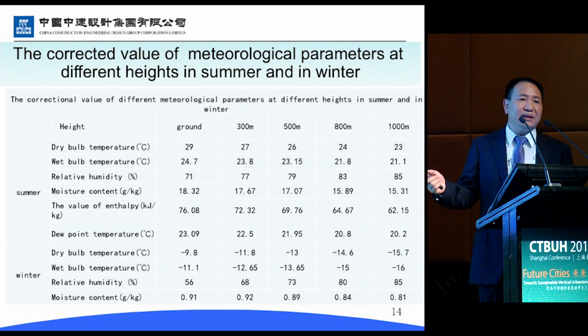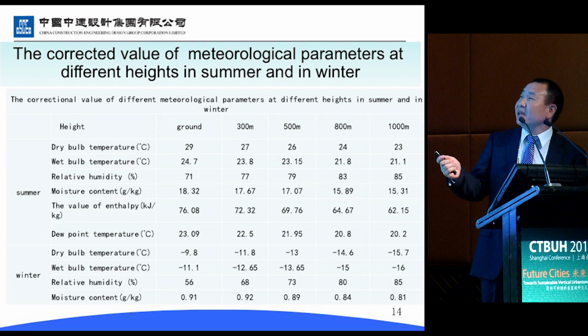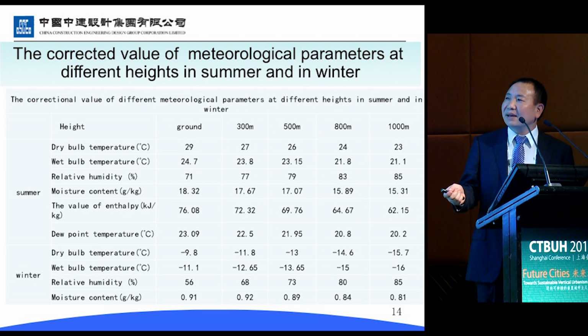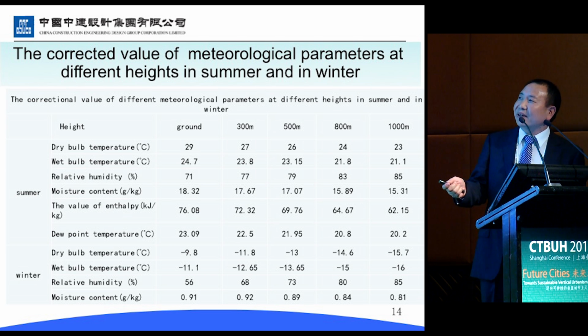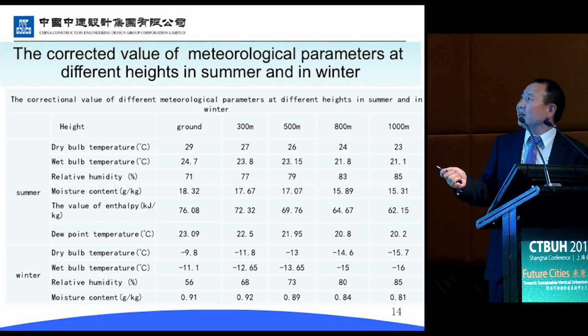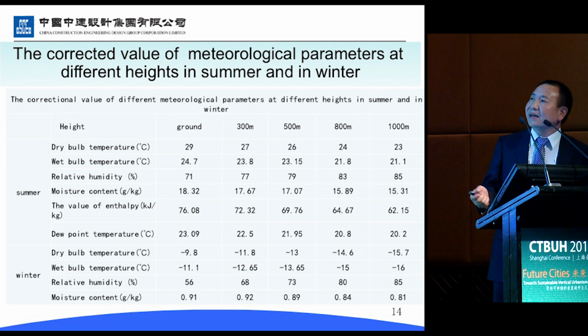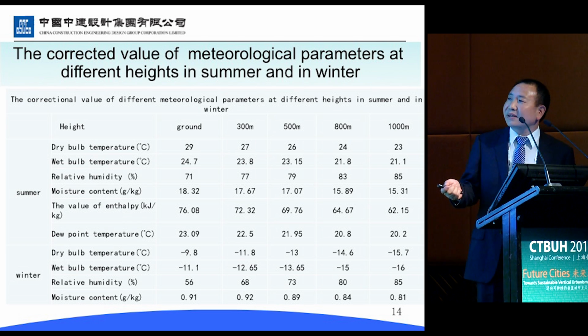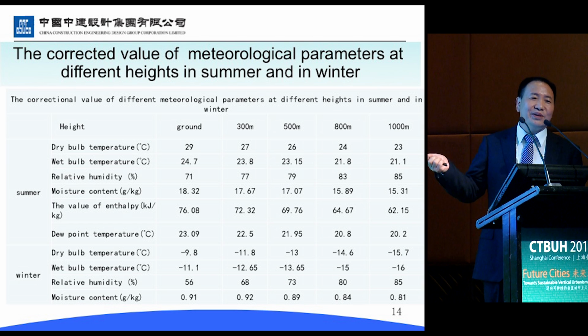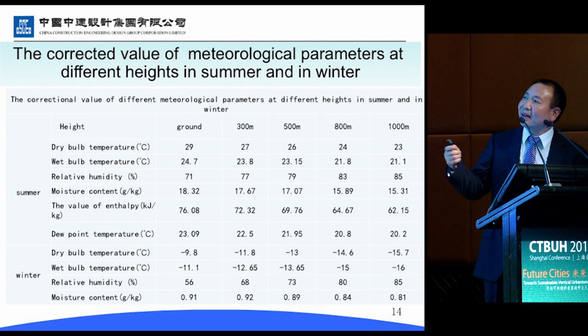Now, you can have either the ground or 300 meter or 500 meter, 800 meter, 1,000 meter. You can do this for summertime and the wintertime and calculate the dry bulb temperature, wet bulb temperature, and relative humidity. And also, you look at the entropy. It does change, and the value of the entropy at the ground level is about 76. But if you go up to the 1,000 meter, the value drops to 62.1.